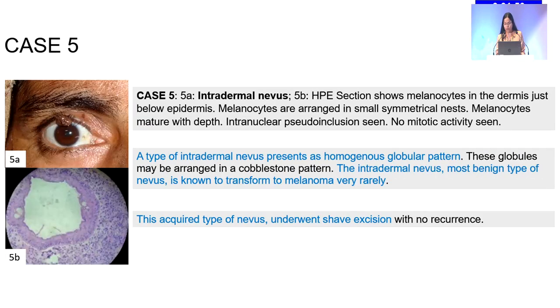Our fifth case was an intradermal nevus. A type of intradermal nevus, it presents as a homogeneous globular pattern. The intradermal nevus, the most benign type of nevus, is sometimes known to transform to melanoma, very rarely. So this acquired type of nevus again underwent safe excision with no recurrence so far.